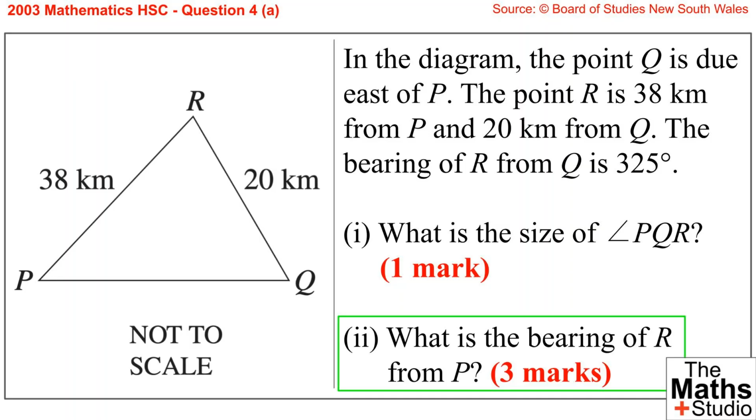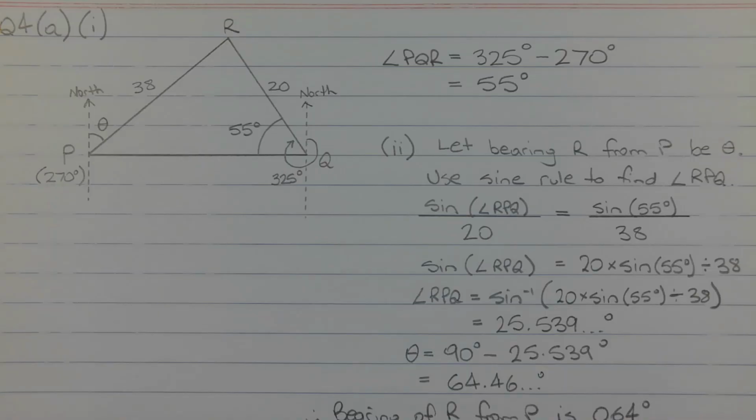Part 2. What is the bearing of R from P? The question is asking for the bearing of R from P. Now P is mentioned right after the word from, so P is our reference point. So I'm going to draw another north-south axis through point P. I'm going to let theta represent the bearing of R from P, and that's measured clockwise from north.